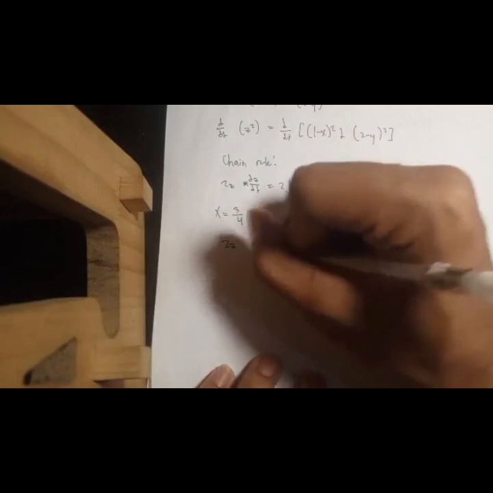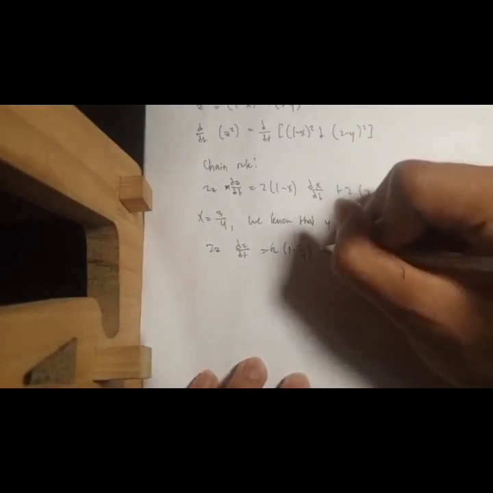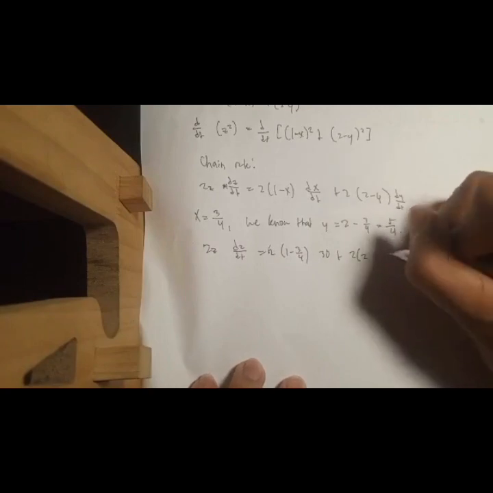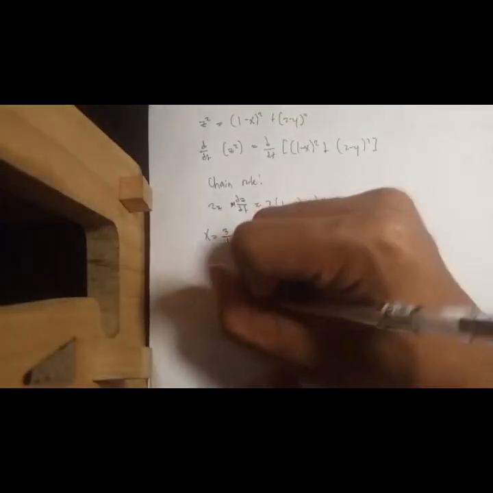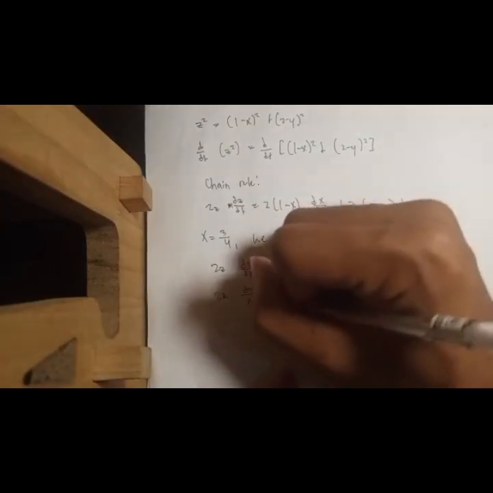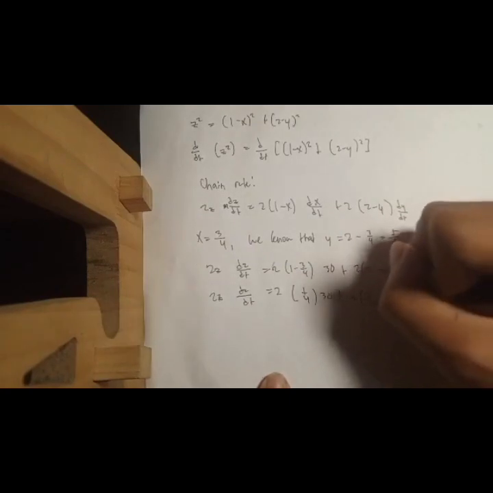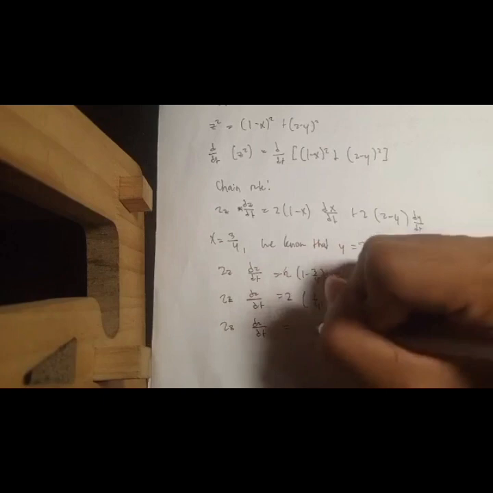So we'll have 2z dz over dt is equal to 2(1 minus 3 over 4)(30) plus 2(2 minus 5 over 4)(40). Next, 2z dz over dt is equal to 2(1 over 4)(30) plus 2(3 over 4)(40). Next, 2z dz over dt is equal to 2(7.5) minus 2(30).